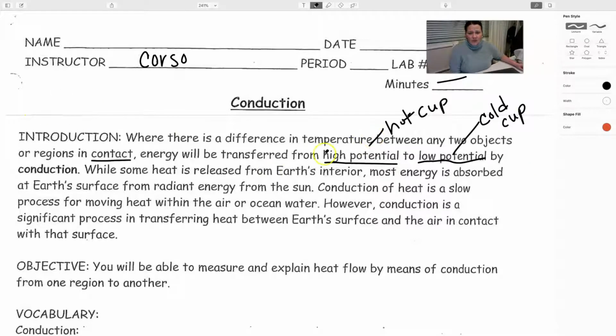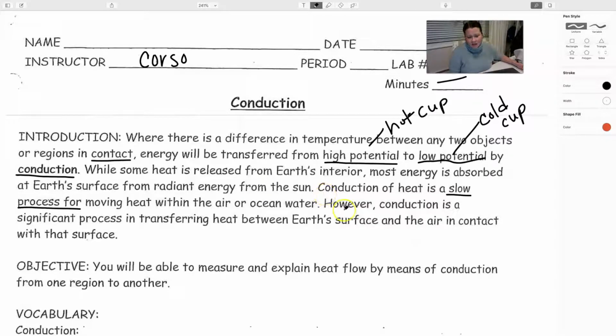Now, this process by which energy moves from something that's hot into something that's cold is known as conduction. So let's underline that. Now, while some heat is released from the Earth's interior, most energy is absorbed at the Earth's surface from radiant energy from the sun. Conduction of heat, as I mentioned, is a very slow process. Energy that moves from something that's hot to something that's not hot doesn't take place quickly because typically it's traveling through a solid material and the energy takes time to travel when it's going through a solid material.